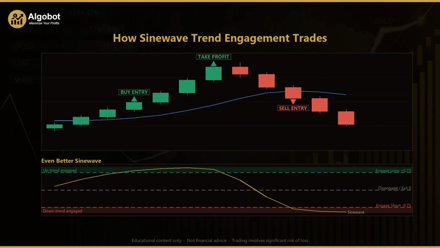This is the mirror image of our long setup, a fresh cross down through the negative saturation threshold, confirming that a downtrend has engaged, with the close now sitting clearly below the trend average. That's where the sell entry marker appears. The stop loss is placed above the entry at 2 ATR and the target below at 3 ATR. From there, the down move develops just as cleanly.